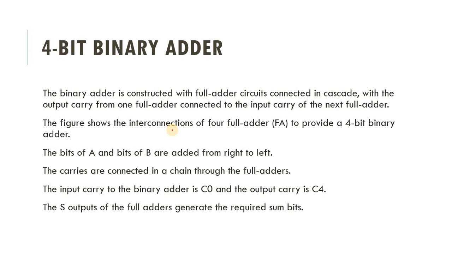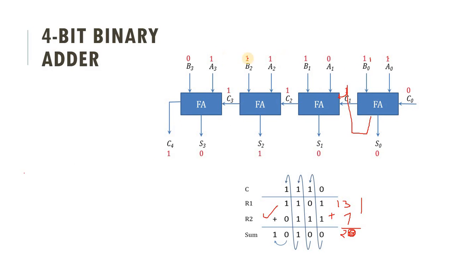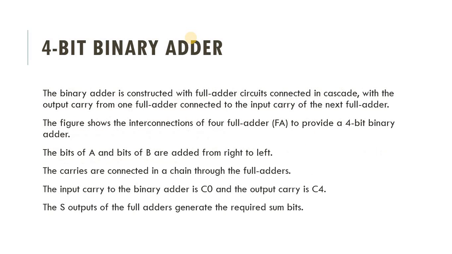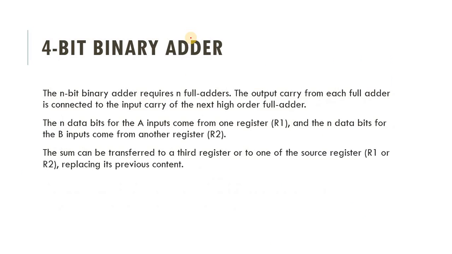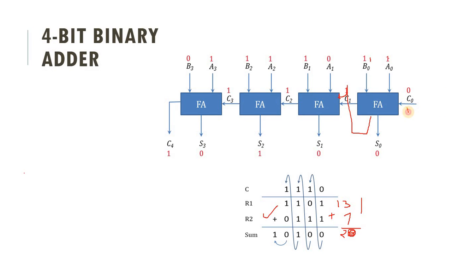So the bits of A and bits of B are added from right to left, as I already told. The carries are connected in a chain through the full adders. The input carry to the binary adder is C0 and the output carry is C4. So when we provide carry in the first full adder, it is C0 and the final output carry is C4. Suppose it is an n-bit binary adder, then the first carry bit is C0 and the last carry bit is Cn.